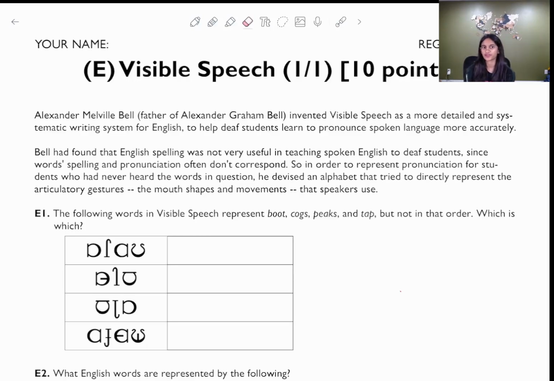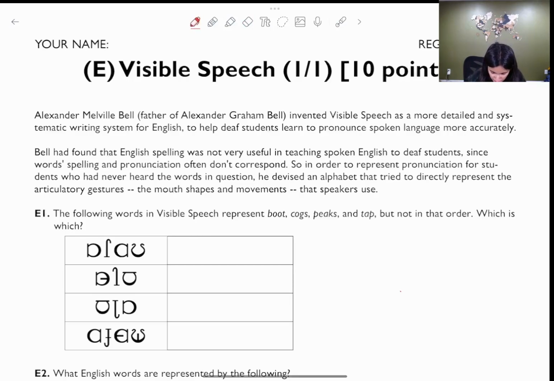Alexander Melville Bell, father of Alexander Graham Bell, invented visible speech as a more detailed and systematic writing system for English to help deaf students learn to pronounce spoken language more accurately. Bell had found that English spelling was not very useful in teaching spoken English to deaf students, since words, spelling, and pronunciation don't often correspond. So, in order to represent pronunciation for students who had never heard the words in question, he devised an alphabet that tried to directly represent the articulatory gestures, the mouth shapes and movement the speakers use.